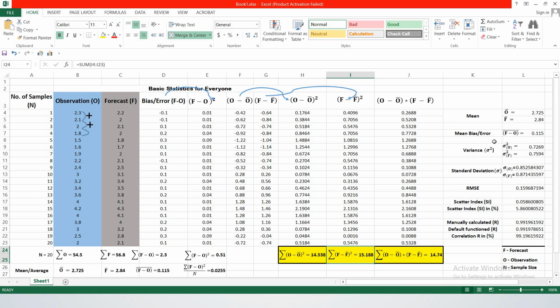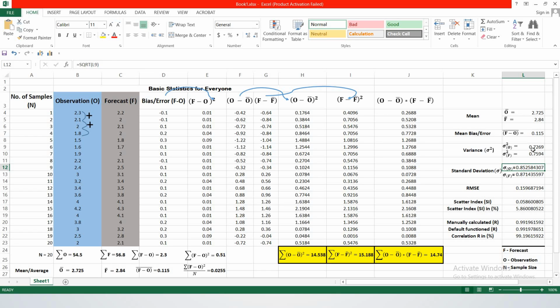In such a way, we can compute the variance for both the observation as well as the forecasted data. And coming to the standard deviation, we know that standard deviation is simply the square root of the variance. So whenever you have a variance in a cell, if you apply the square root, you will get the standard deviation. If I place the standard deviation for the observation data, what I have to do is simply take the square root of L9.